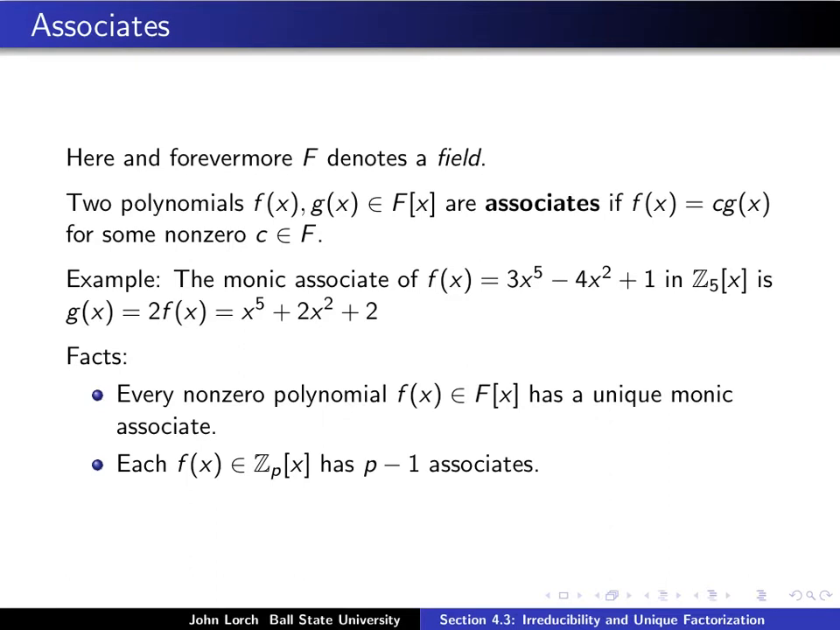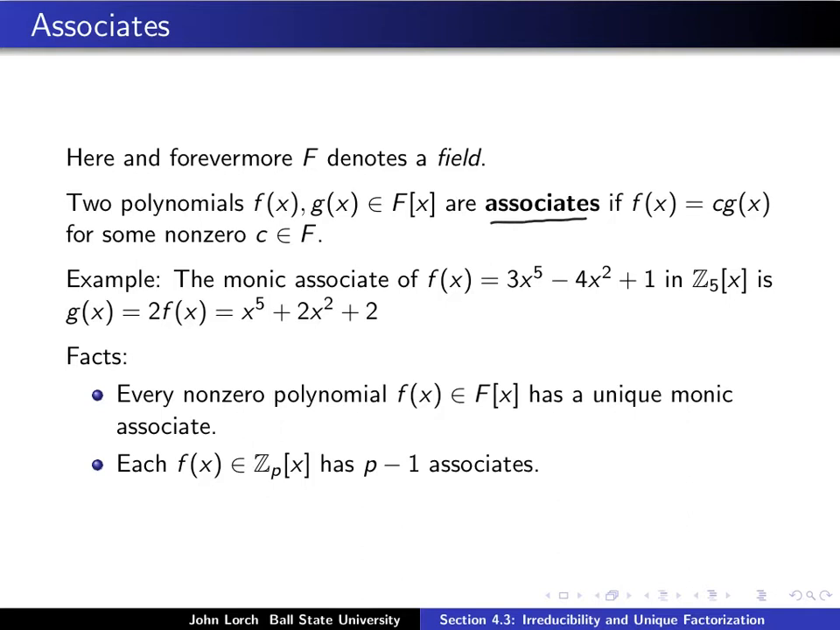Here and always, we let capital F denote a field. We say that two polynomials, f of x and g of x, in our polynomial ring with coefficients in capital F are associates if f of x is a constant multiple of g of x, where that constant c is non-zero.